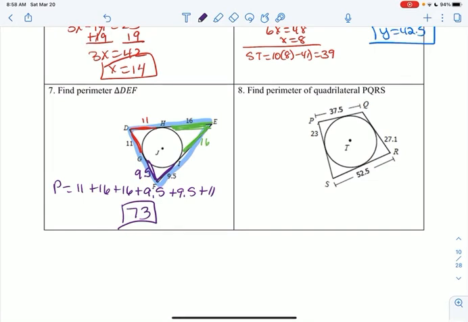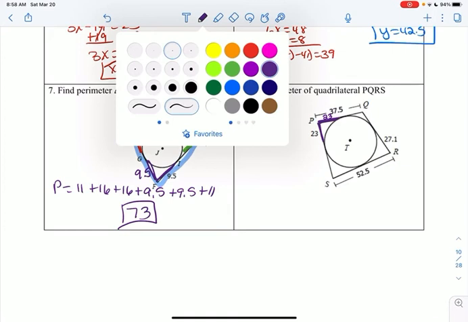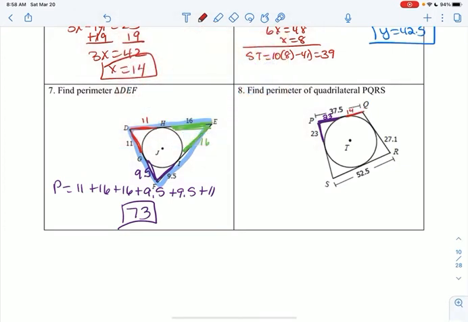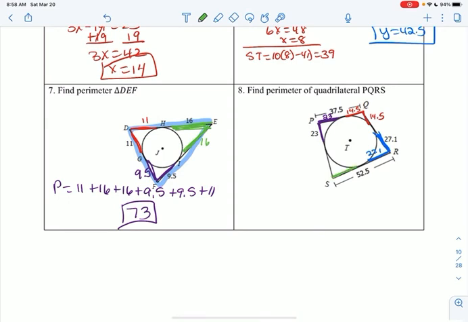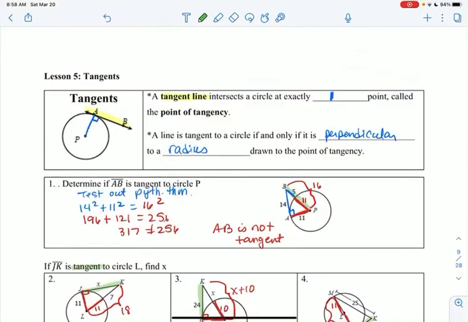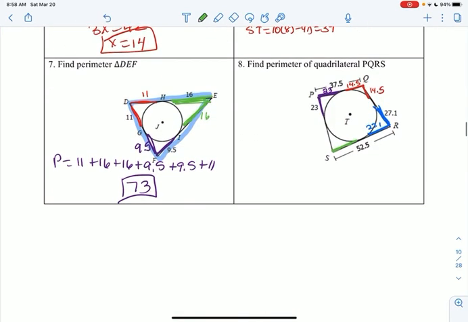Okay, and same idea on number 8, except I'm going to have to sort of subtract to find things. This side's 23, that makes this side also 23. And if the whole side was 37.5, I'm going to do 37.5 minus 23, and that will give me 14.5, which makes this 14.5. All right, this I already knew was 27.1, so that makes this 27.1. And the whole side, this whole side was 52.5, so if I do 52.5 minus 27.1, all right, that's going to give me 25.4. So that makes this side right here 25.4.